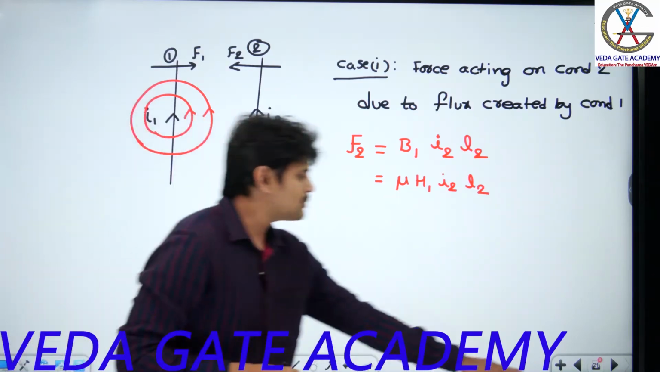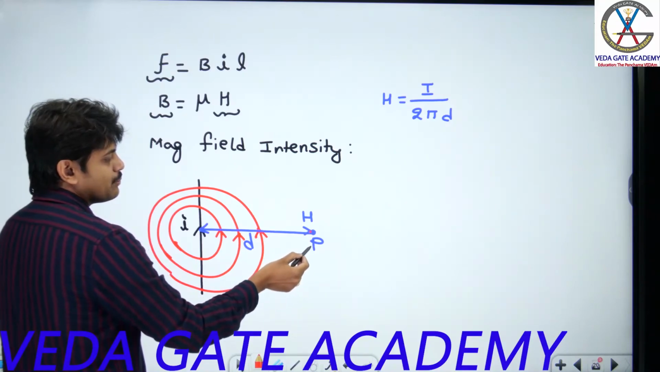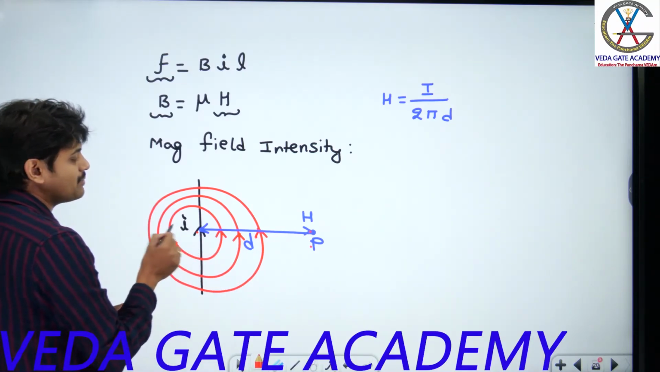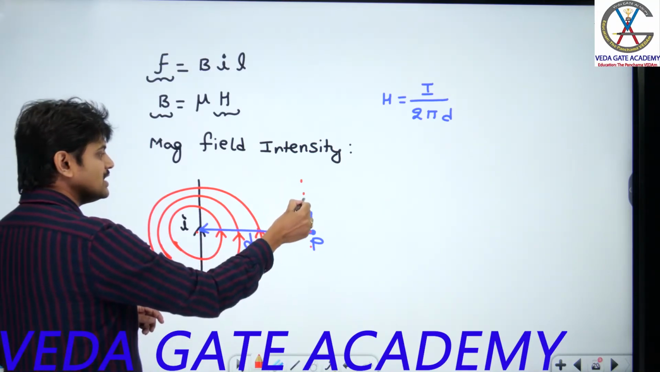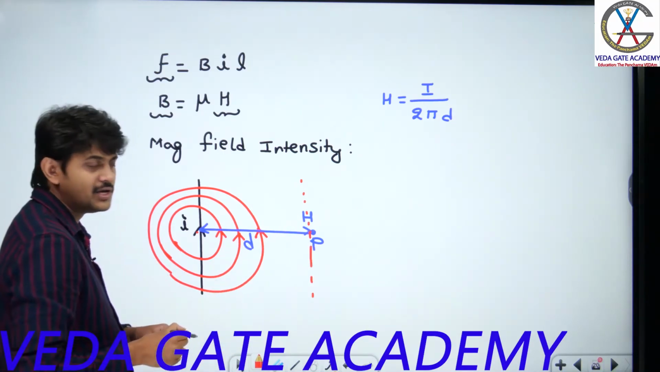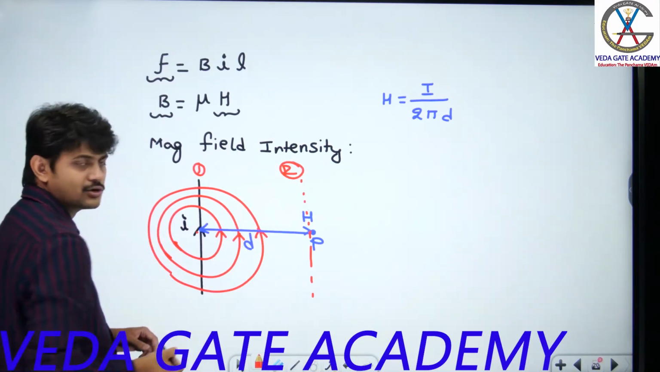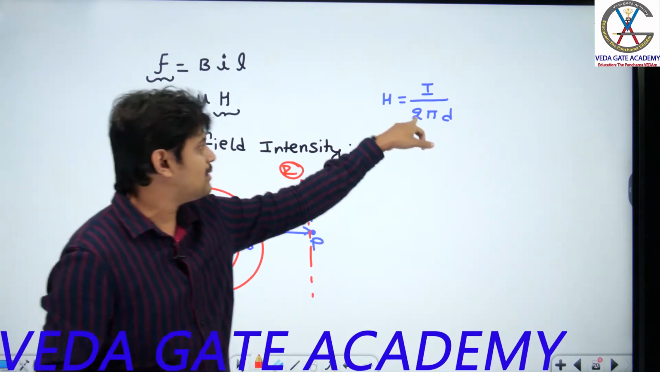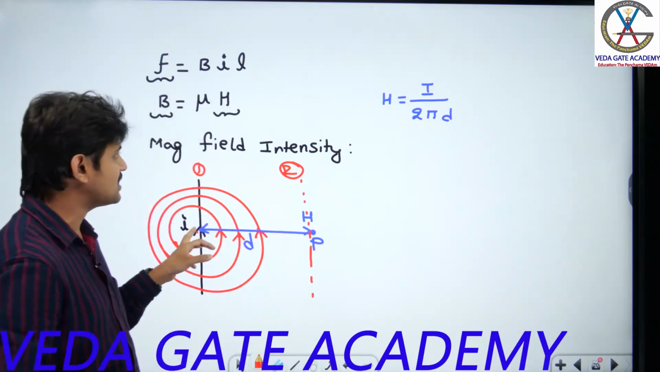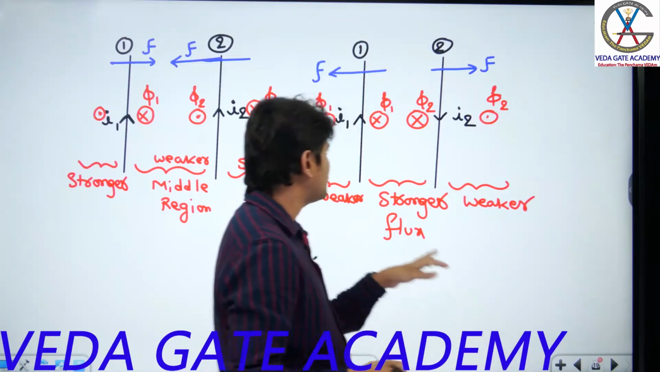We can apply the same concept I have discussed. Here we need to calculate H at a point P, which is d meters away from conductor 1. So imagine there is a conductor 2 at point P, at a distance d from conductor 1. So H is equal to I divided by 2 pi d, where I is this current and d is the distance.